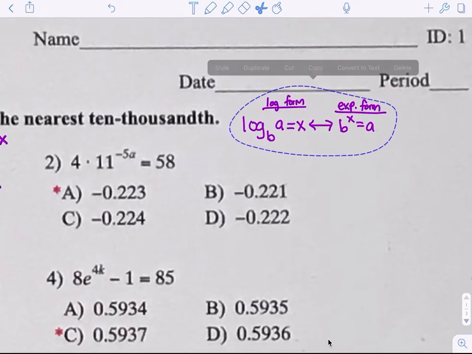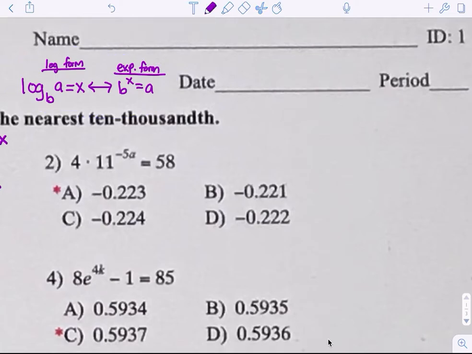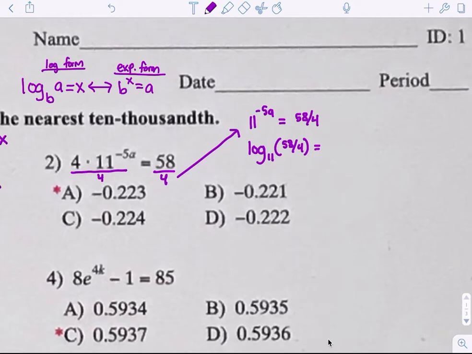Okay, so for this one, you guys, we need to get it into exponential form. So we need to divide both sides by 4 first. 11^(-5a) is equal to 58 all over 4. So this is an exponential form, and we need to make it into log form. So log base 11 of 58 over 4 is equal to negative 5a.